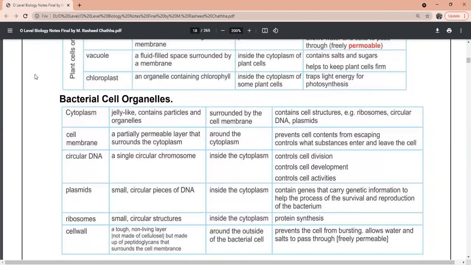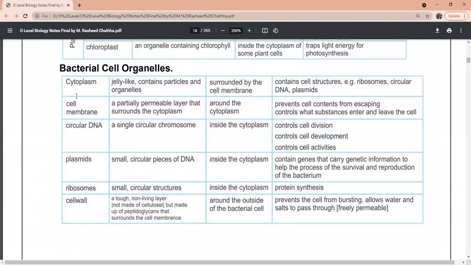Next is the vacuole, a fluid-filled space surrounded by a membrane inside the cytoplasm of plant cells, and it contains salts and sugars, and helps to keep the plant cells firm. The membrane of the plant vacuole is called the tonoplast. Next is the chloroplast, an organelle containing chlorophyll inside the cytoplasm of some plant cells, and it traps light energy for photosynthesis.